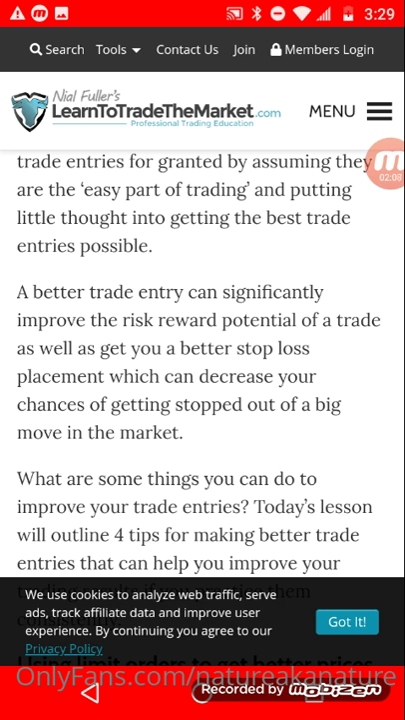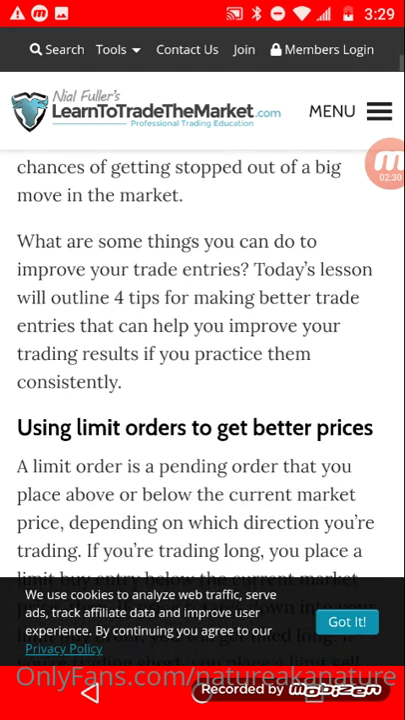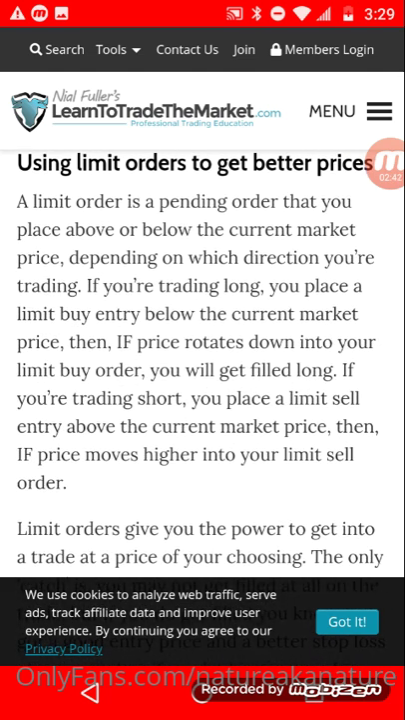Risk reward potential is the maximum potential that you can get from that trade. Better trade entries can significantly improve the risk reward potential of a trade, as well as getting you better stop loss placements, which can decrease your chances of getting stopped out and taking big losses on big moves in the market. So, what are some things that you can do to improve your trade entries? Today's lesson will outline 4 tips for making better trade entries that can help improve your trading results as you practice consistently. So, using limit orders to get better prices is one of the things that you can do.